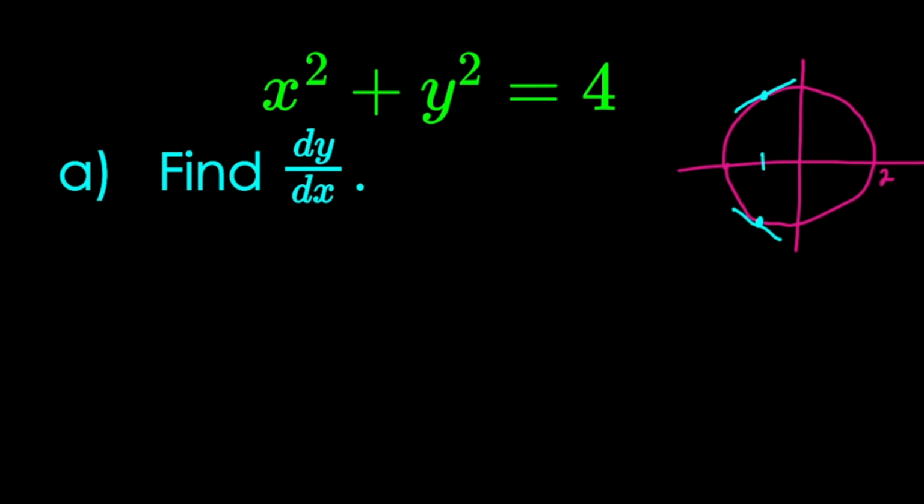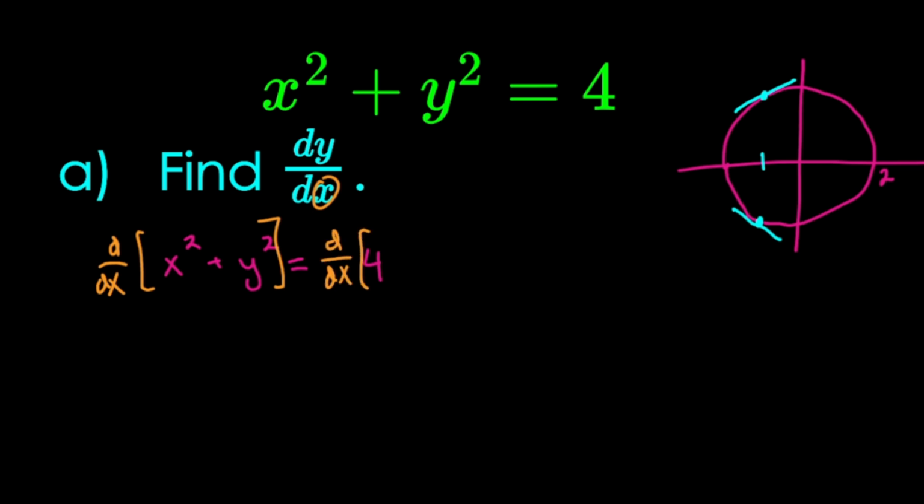So as we saw in the previous video, to find dy/dx, we start with the original expression and then take the derivative of both sides with respect to x, because we're looking for dy/dx and x is the independent variable. So the derivative of x squared with respect to x is 2x, and the derivative of y squared with respect to x is 2y times the derivative of y, which is dy/dx. And on the right side, the derivative of 4, which is a constant, is 0.